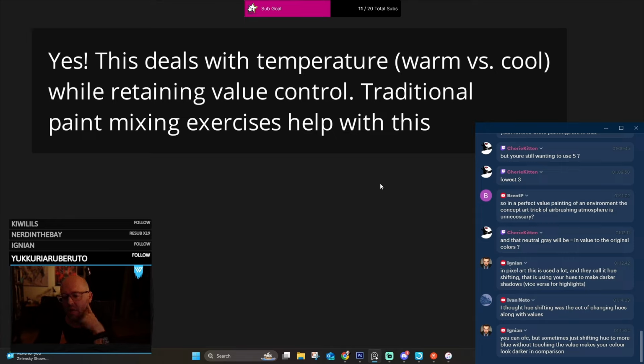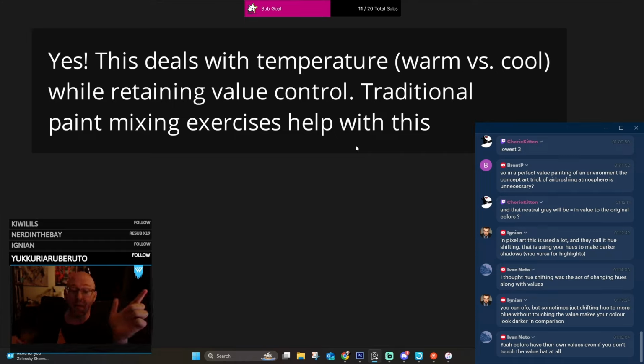More blue without touching the value makes your color look darker in comparison. Well, that's because blue is dark. Blue is the darkest part of the color wheel. Like, and it's not even close. Because every color has an innate value. Every single color. Like Coca-Cola red is mid-tone, baby. That is mid-tone 50% gray. Through and through.